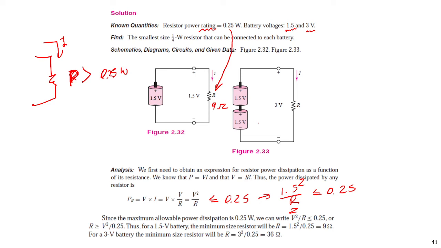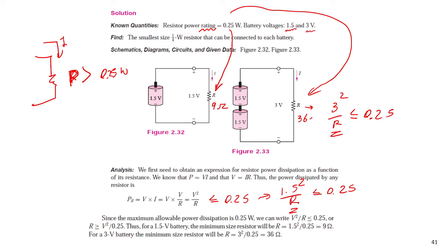Then if we connect the 3 volt battery to the resistor with the same power rating, in this case 3 squared by R must not be greater than 0.25. Then R must be not less than 36 ohm. This will not burn.